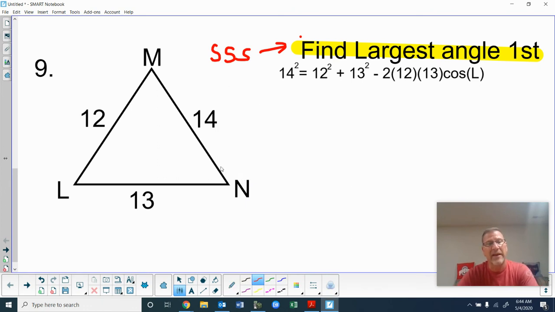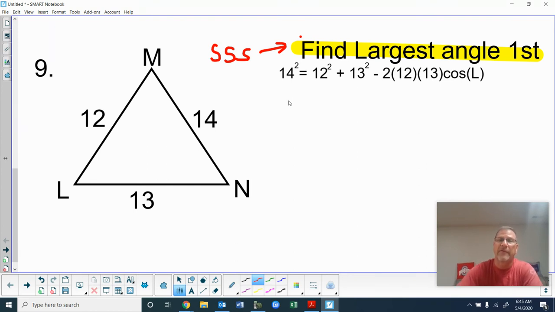So, looking at the three sides, the longest side is 14, which is side L. Remember, this side is opposite the angle. So capital L is for the angle, so small l or lowercase l would be our 14. All right, so that's the one you put first, on the left side of your equation. Okay?